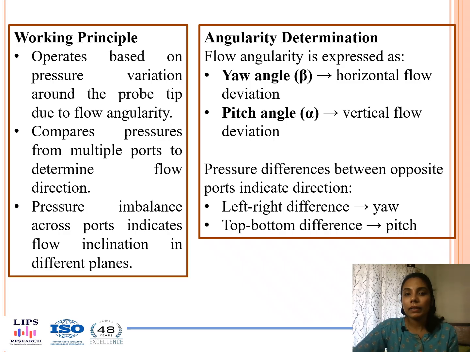To determine these angles, that is yaw angle as well as pitch angle, we look at the pressure differences between the opposite pods on the probe. So for yaw angle, we compare the pressures between the left and right pods. If the flow shifts sideways, one side experiences higher pressure than the other. The left-right pressure difference directly indicates the horizontal deviation, which is the yaw. Now coming to the pitch angle, we compare the pressures between the top and the bottom pods. If the flow moves upward or downward, it creates a pressure imbalance. So this top-bottom pressure difference helps determine the pitch, which is the vertical variation.